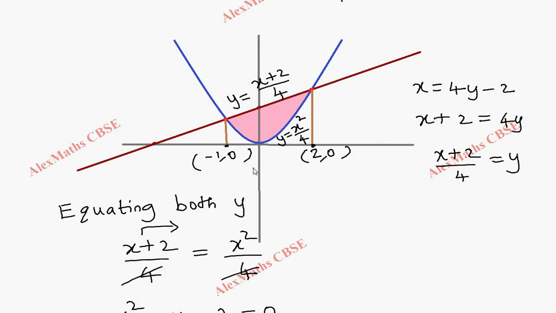Now for this, the area is, we have to take the limit from -1 to 2 because the shaded region's left extreme is -1 and right extreme is 2. So the limit is from -1 to 2 and we have to take the top boundary and subtract the bottom boundary and put dx. Already the top boundary and bottom boundary are written in the graph itself.